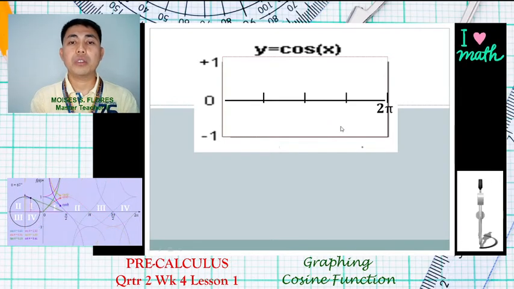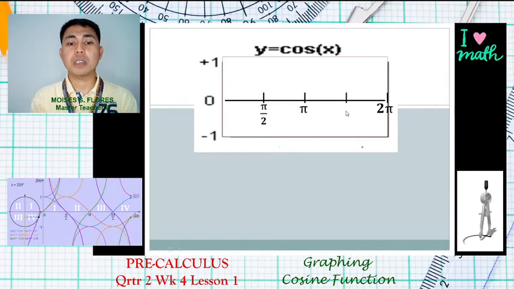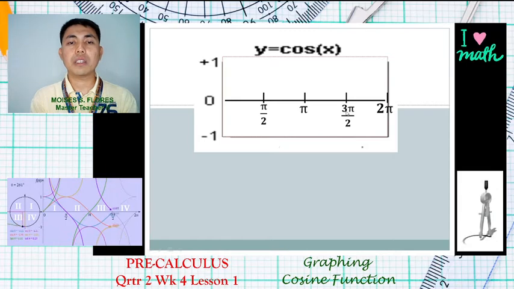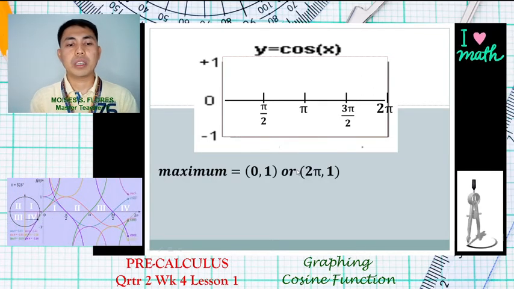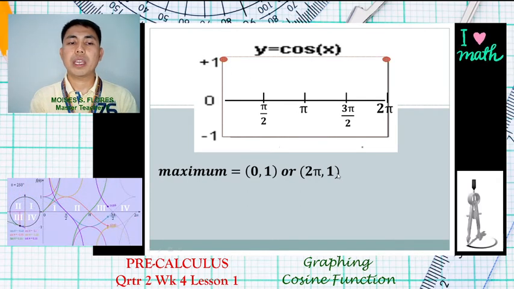After considering the period, the next thing is to divide it into 4 equal parts or intervals. So 2 pi divided by 2 at the middle is pi. Pi divided by 2 on this part is pi over 2. And on the third interval, pi over 2 plus pi is simply 3 pi over 2. After you have identified your different intervals, the next thing is to plot points, showing first our maximum points, which are 0, 1 and of course 2 pi, 1.